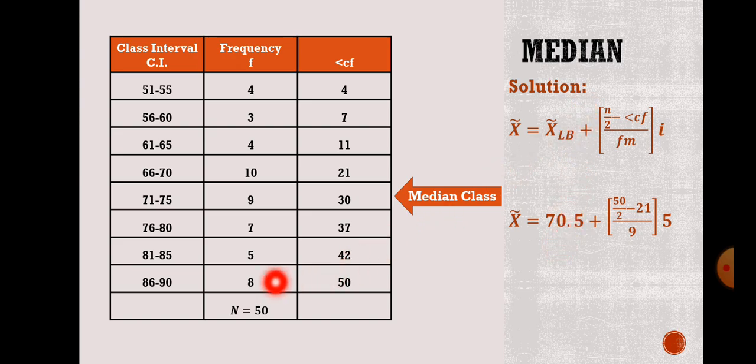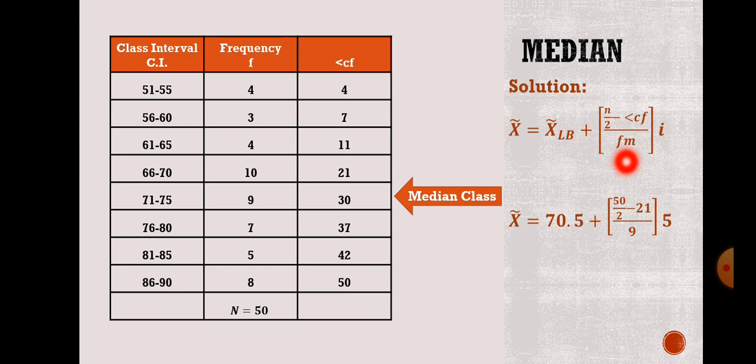So n, we have the value of n as 50 divided by 2. And then we have the less than cumulative frequency. Yung less than CF natin dito ay yung less than cumulative frequency before the median class. Ang median class natin is 71 to 75 na may less than cumulative frequency na 30. Ang sabi natin, it should be before. So ang before natin hindi yung 37, dapat ay yung 21. Bakit naging 21? Kasi before, mas maliit yung 66 to 70 na class. So therefore, ayun yung before. Okay, so 21 would be the less than cumulative frequency before the median class.